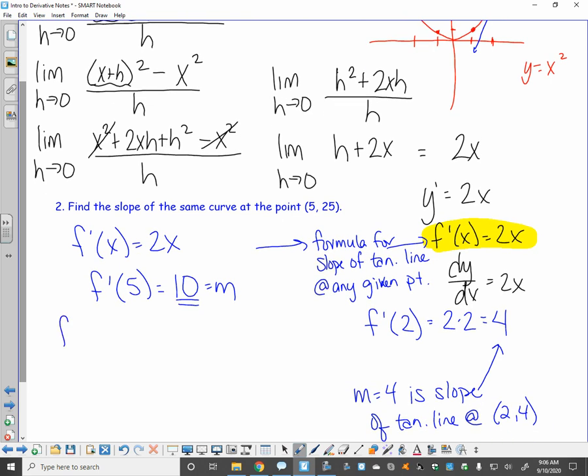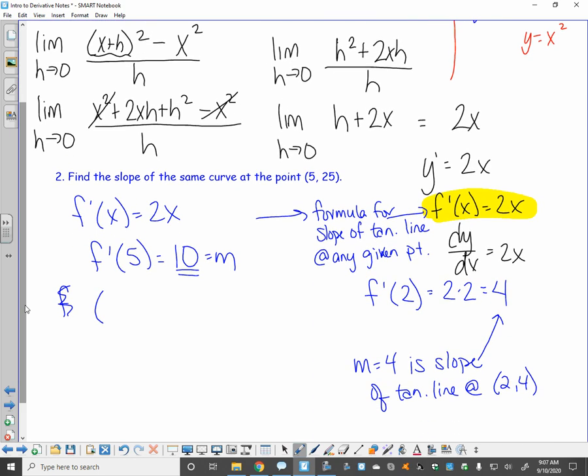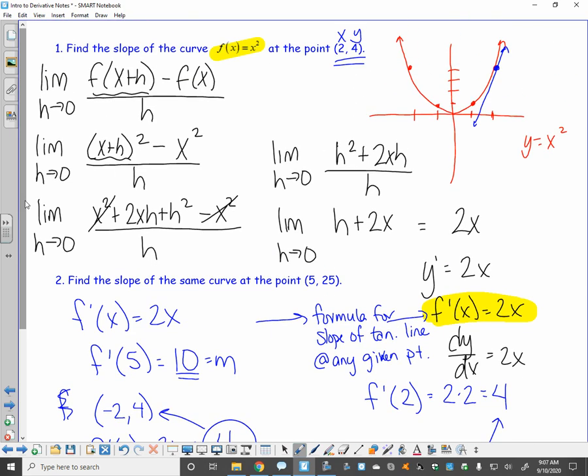Okay, I'm going to try another one. What about find me the slope of the same curve at the point, let's see, we did the point 2, 4. Let's do negative 2, 4. So again, f prime of x equals 2x. I'm going to plug in a negative 2, and that's going to give me a negative 4. So what this is saying is that negative 4 is the slope of the tangent line at the point negative 2, 4. Well, let's go look.